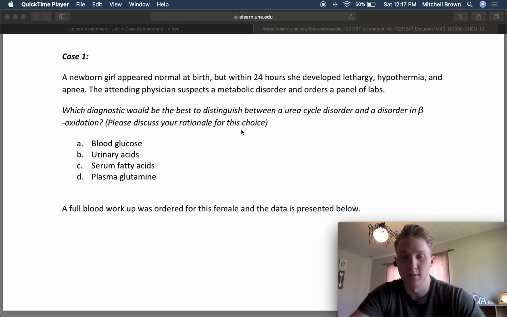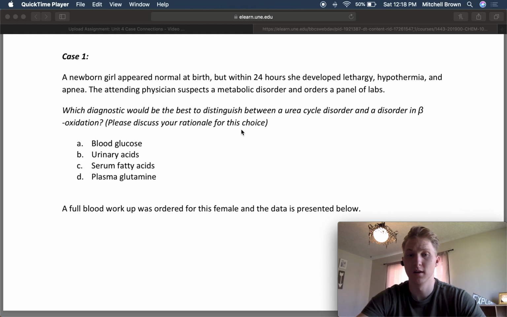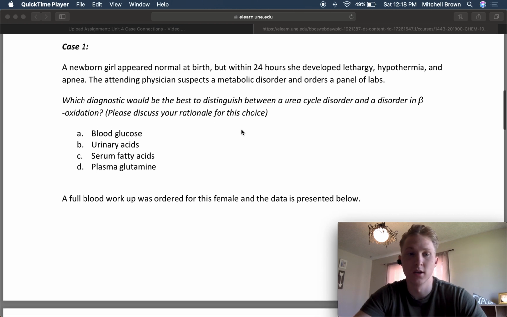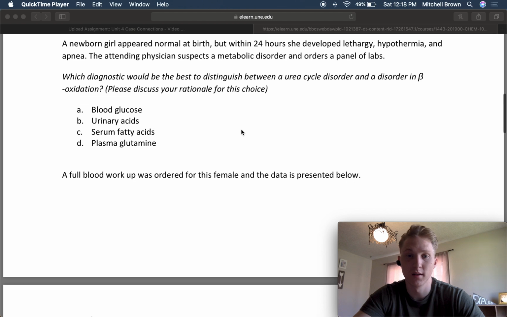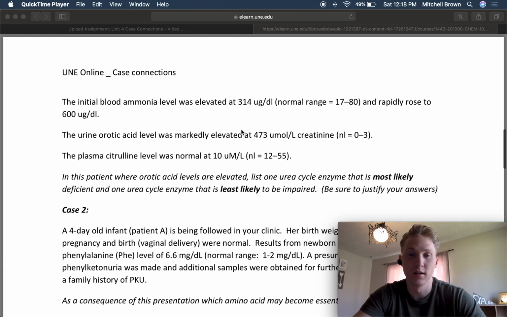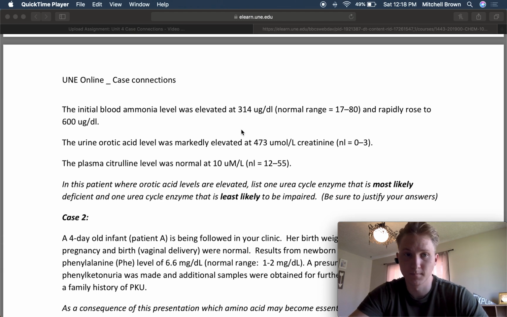The fourth test, plasma glutamine, would not be a good test to distinguish between these two, again because neither of these processes deal with glutamine and would not affect plasma levels of glutamine. So the 2 tests that I determined would be best are a urinary acid test and a serum fatty acid test. All of the blood work was then run on this patient, and these were the results.